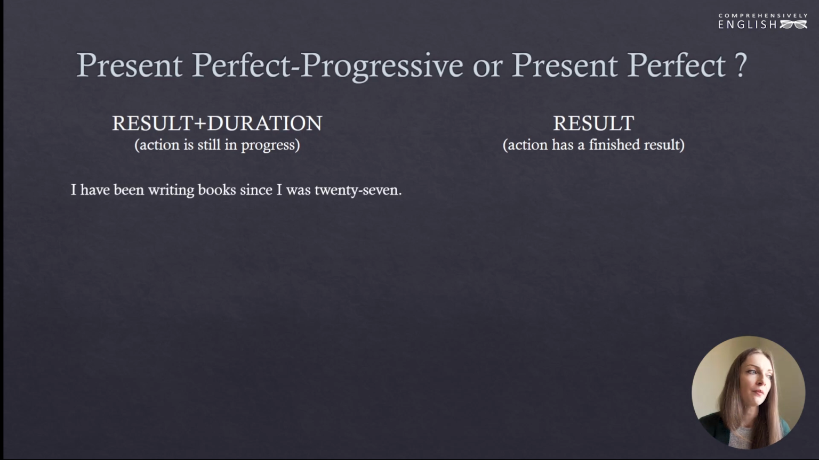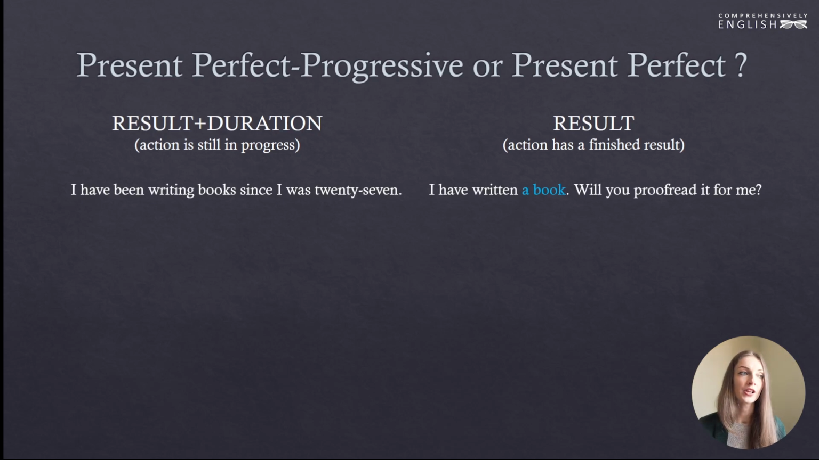Let's see. I've been writing books since I was 27. I have written a book. Will you proofread it for me? Result plus duration. I have been writing. I have already written some books and I will probably be writing more. Result. I have written a book. Here it is. So that's what I'm talking about, a particular result in the present, and that's it. No duration is mentioned.